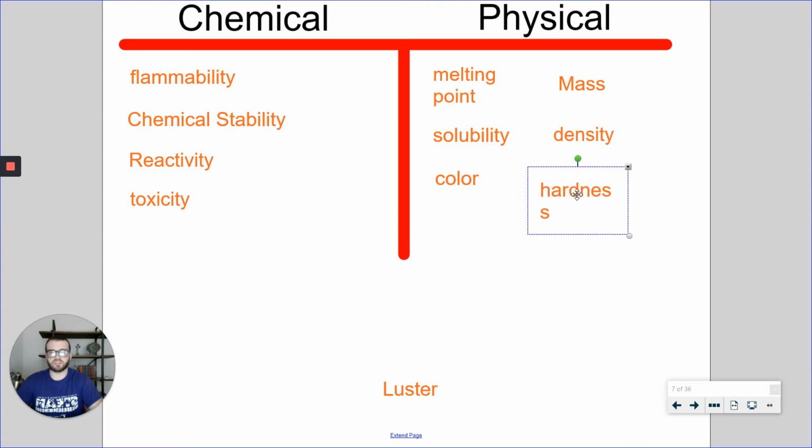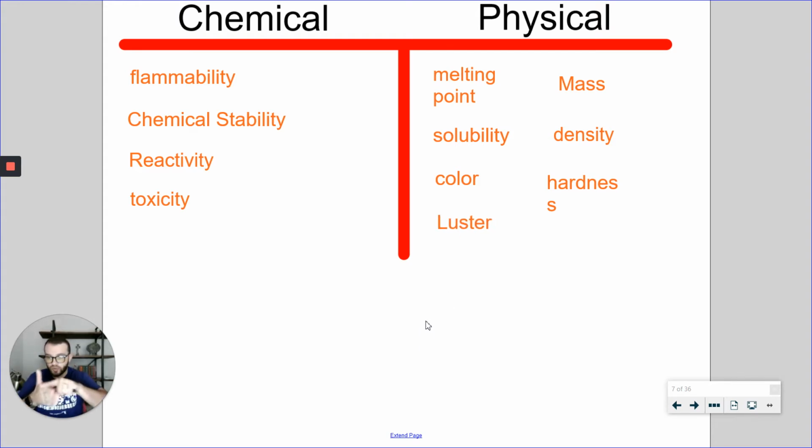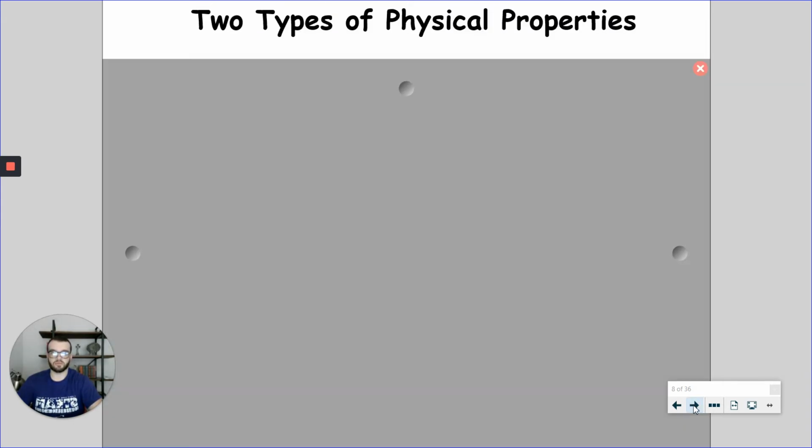Hardness, physical. You can observe how hard something is. You can chip part of it away, and the substance is still what it was. Luster, same thing. You can observe how shiny something is. You can scratch off some of it, and it's still the same material. It's whenever we have to blow something up or make something react with something or check to see if it's stable or set it on fire that it's a chemical property.